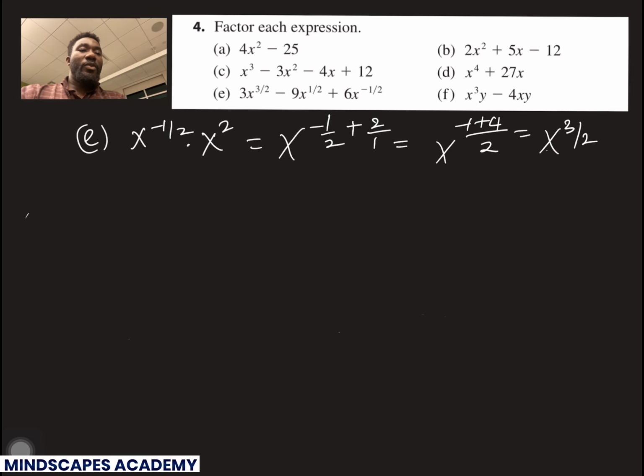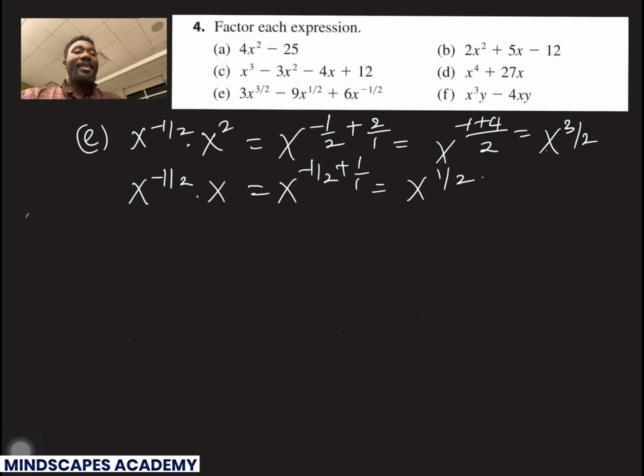And how do we get 1 over 2? x to the negative 1 over 2 multiplied by x, which is x to the negative 1 over 2 plus 1. And you know that 1 minus 1 over 2 is 1 over 2. So that shows x raised to power negative 1 over 2 is common to all the terms. So what do we have? We know that 3 is common to all the terms. x to the negative 1 over 2 is common to all the terms.